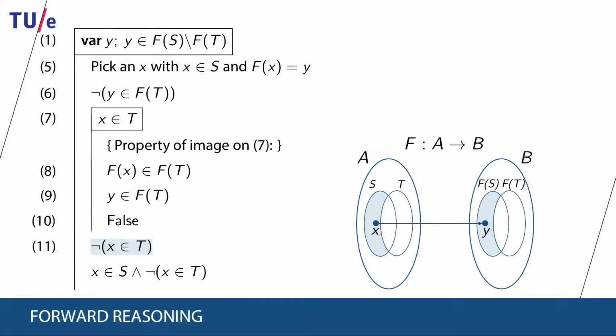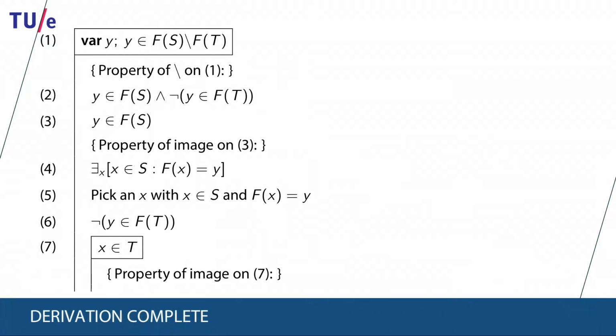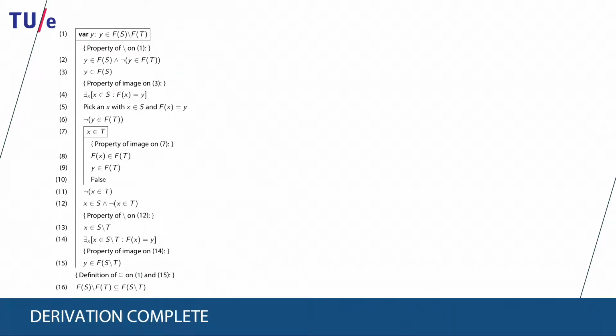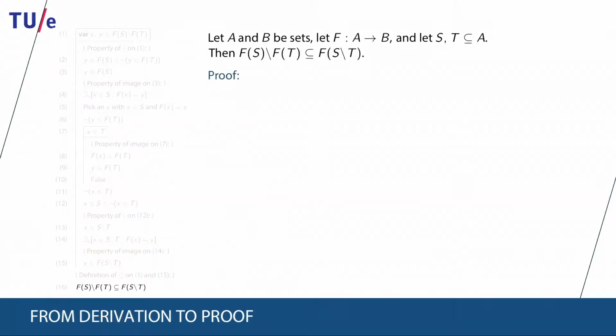Thereby, we have now established that x is not in T, allowing the conclusion that indeed x is in the difference of S and T. Our formal derivation of the formula is now complete. Let's now transform it into a more readable proof.